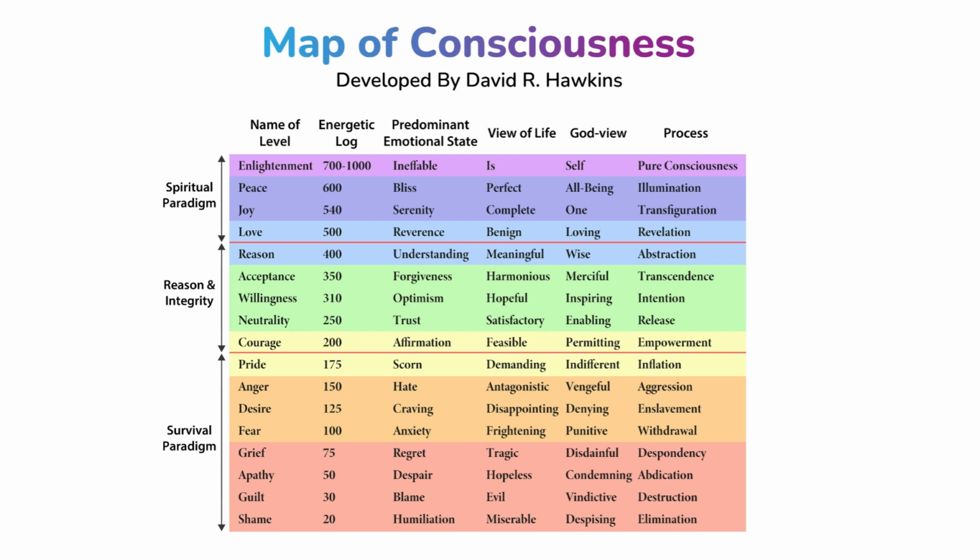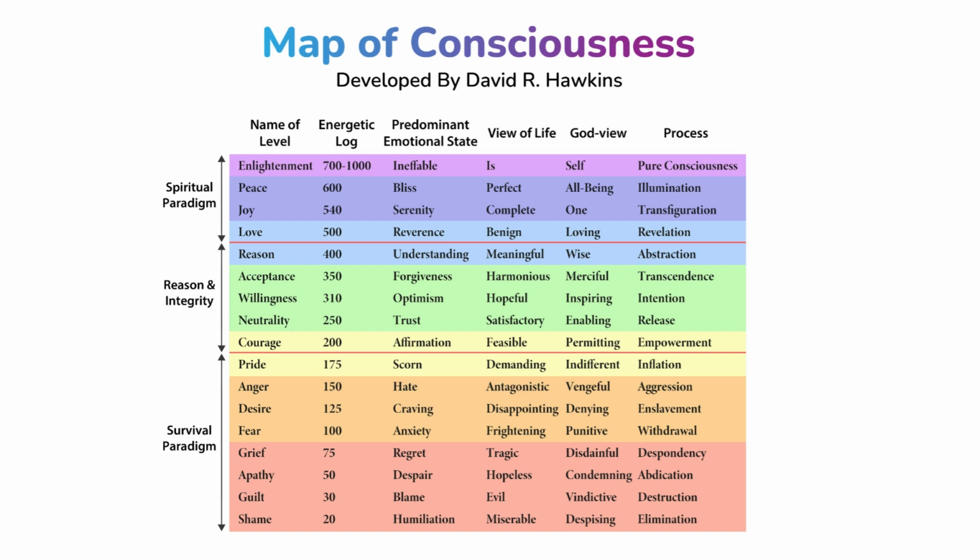Now, courage is at level 200. It represents the tipping point between force and power. This is because courageous individuals begin to empower themselves and others. They take responsibility for their actions and make positive changes in their lives. Love is at 500. Love in this context is unconditional and encompasses feelings of compassion, understanding, and forgiveness.